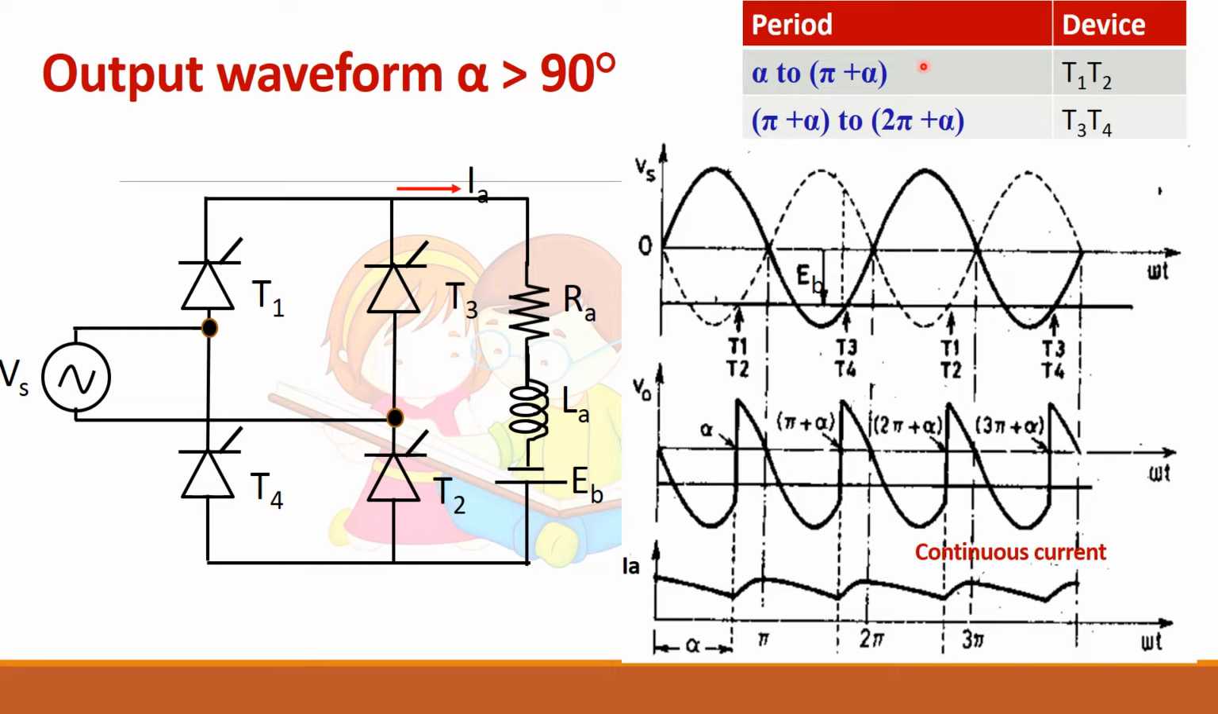Okay, so this remains the same. Only thing, we are delaying the alpha, and the current will also be continuous. Here also you can simply draw a straight line to show it is a continuous current.